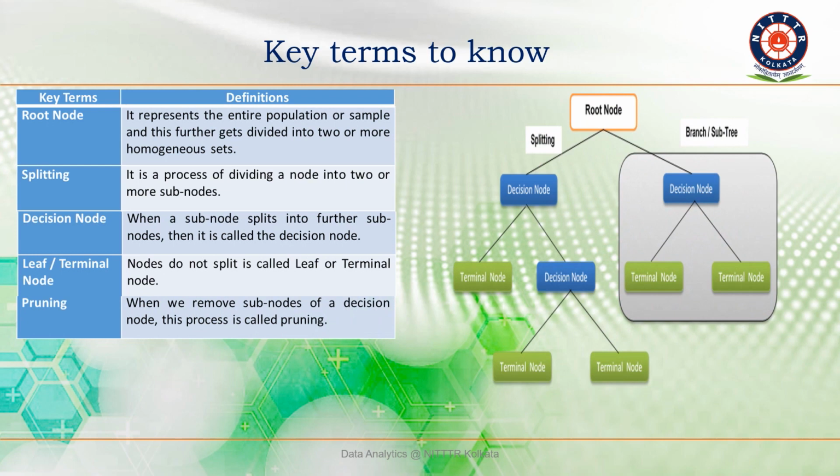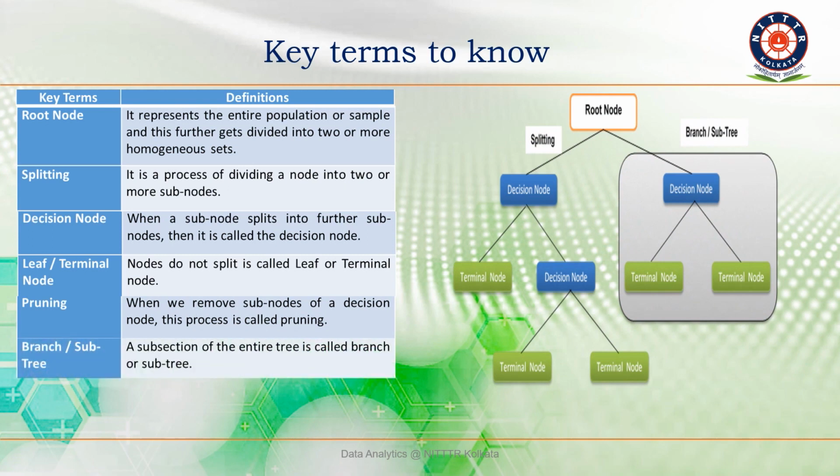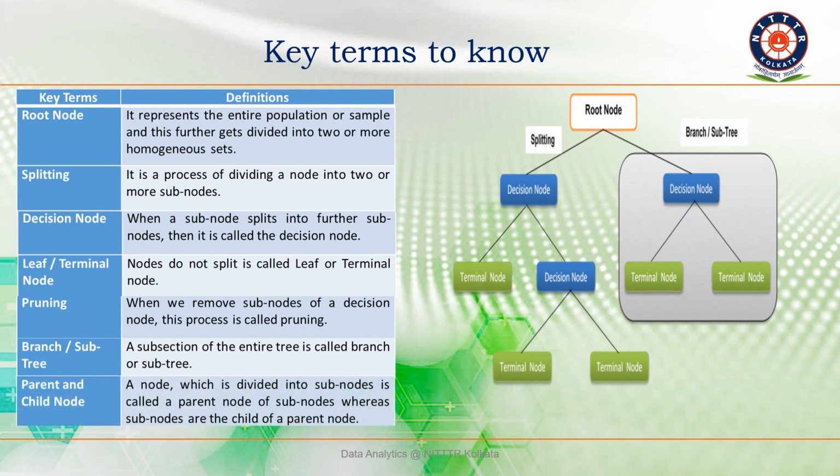Pruning: when we remove the subnodes of a decision tree, this process is called pruning. Branch: a subsection of the entire tree is called a branch or subtree. Finally, parent and child node: a node which is divided into subnodes is called the parent node of the subnodes, whereas the subnodes are the children of the parent node.